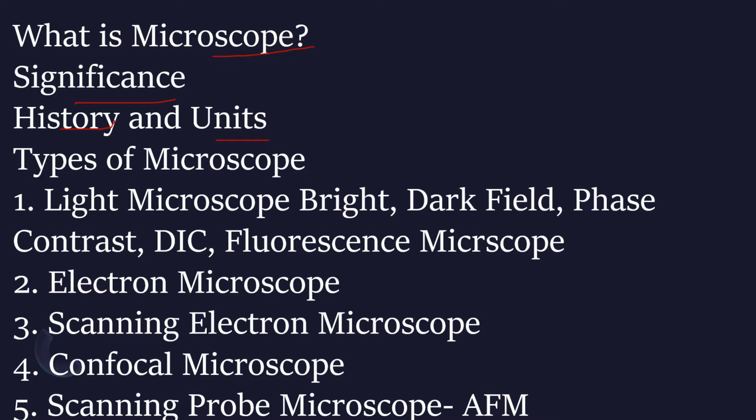Types of microscope: the light microscope, and in light microscope we have dark field, bright field, phase contrast, DIC, fluorescence microscope. Don't worry, everything will be covered. I have put all the names here so that you can get familiarized with the names of the microscopes, and so that when we are dealing with them it's not a big problem, as it's something you must have heard before.